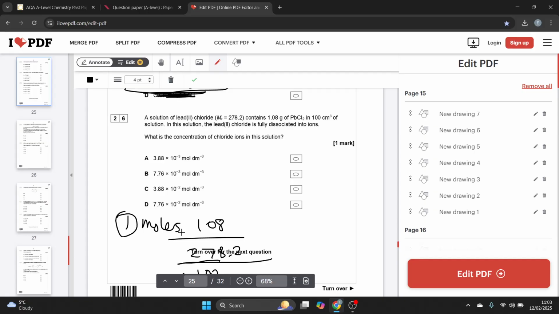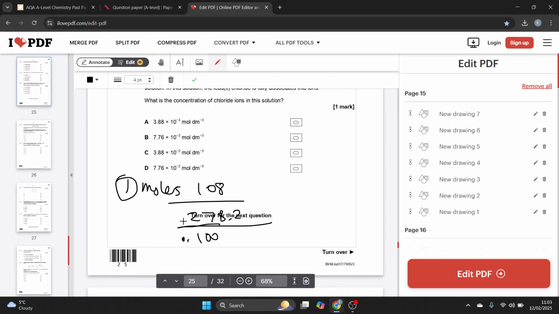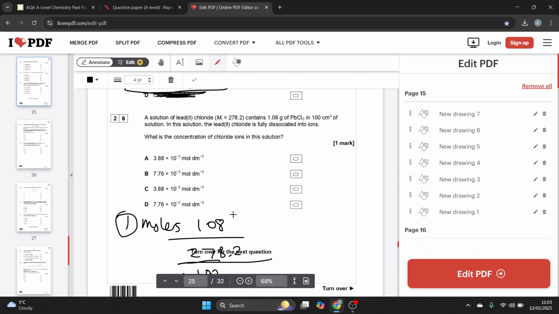Yeah, definitely can't be that. So let me double check that. So I've got 1.08 divided by 278.2. Concentration is the moles divided by the volume. Yeah, now I've got my answer. If I just put it directly in the calculator like that, it will give me a wrong answer for some reason. That's why you've just got to take it step by step, because I don't know what's wrong with these calculators. 0.0388, so that's 3.88 times 10 to the power minus 2. So therefore the answer is C, right?